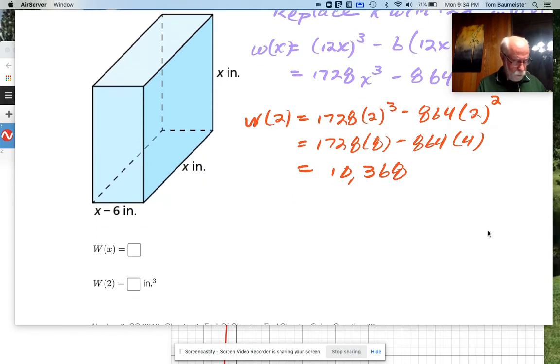So the first one was w of x is equal to 1728 x cubed minus 864 x squared. And then this one was 10,368.